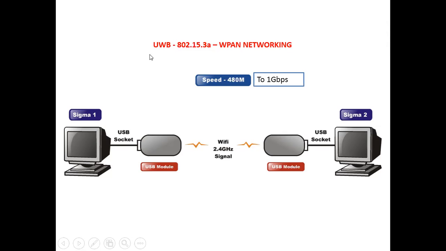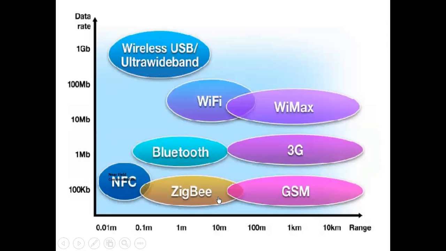Then you have one more technology known as ultra wideband, which works on the standards 802.15.3a. So it is called WPAN networking. So speed is 480 Mbps to 1 Gbps. With the help of this much speed, you can directly have communication between two systems with this UWB WPAN networking. And finally, we can compare these unguided medias which are being used for data communication in this slide.